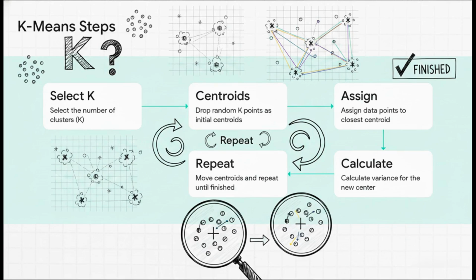Now, step 4 is where the actual learning happens. Now that we have these rough, kind of messy initial clusters, the algorithm calculates the variance. It finds the actual, true, mathematical center of all the points in that newly formed cluster, and it literally moves the centroid to that new center.